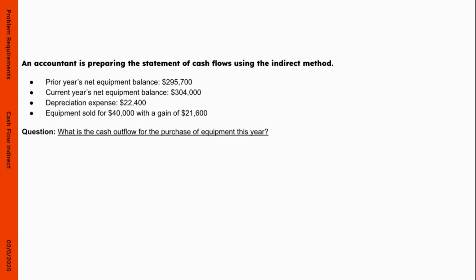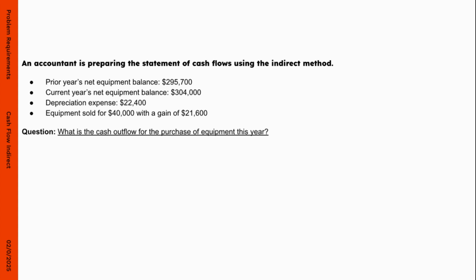The accountant is preparing the statement of cash flow using the indirect method. So we know that we're using the indirect method, which will start with net income. Prior year's net equipment balance was 295,700. The question literally gives us that. Current year's net equipment balance is 304,000. Depreciation expense is 22,400. Equipment sold for 40,000 with a gain of 21,600.